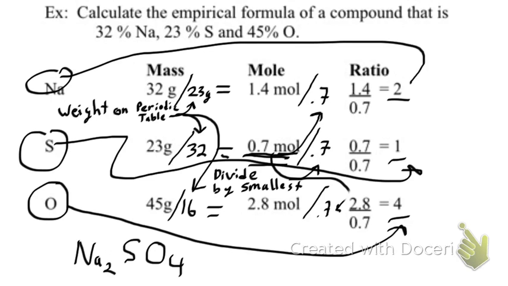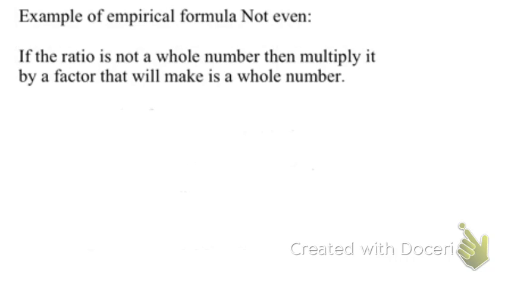We're going to do one more example where the ratios don't turn out quite as nice and you have to multiply by a number in order to even them out. So here we are. Example of empirical formula that is not even. If the ratio is not a whole number, then multiply everything by a factor that will make it a whole number.